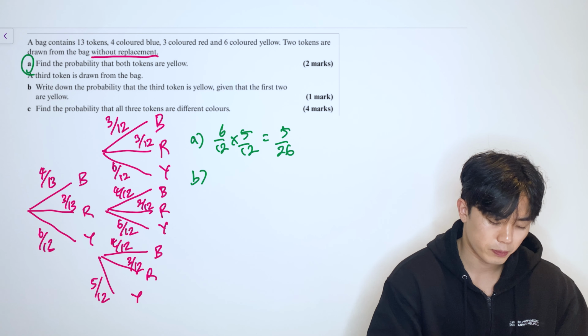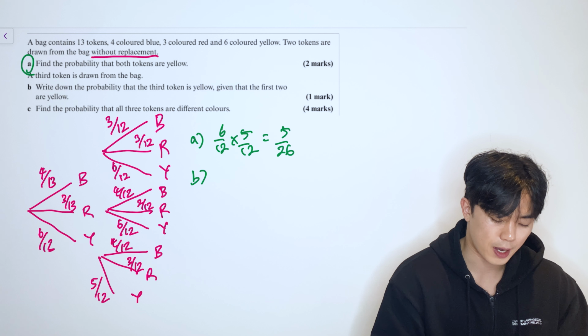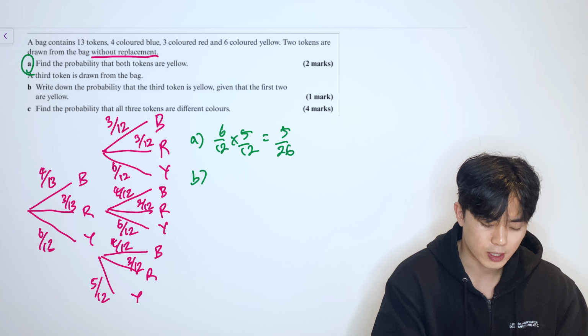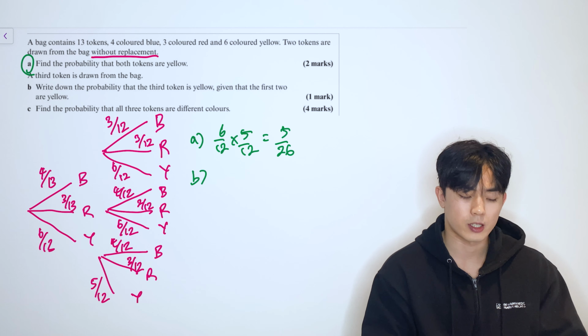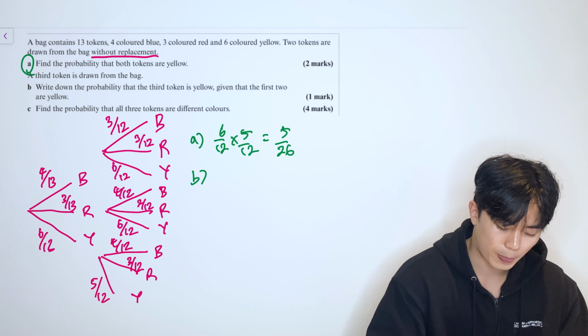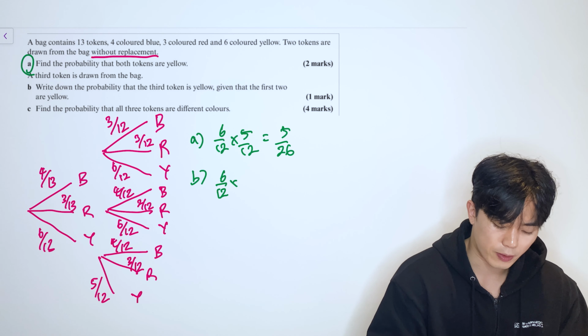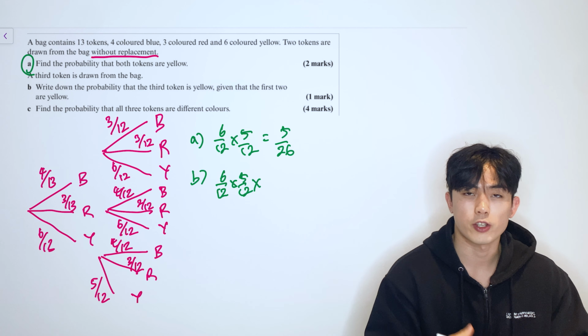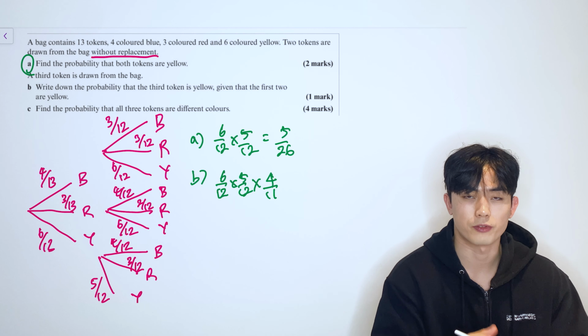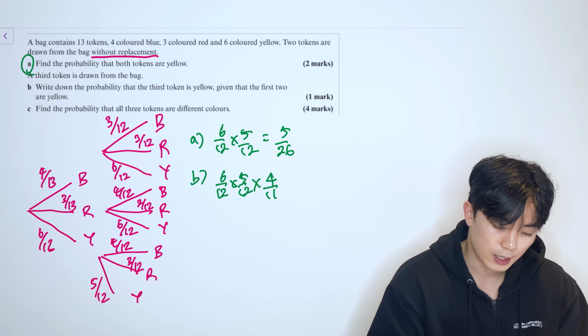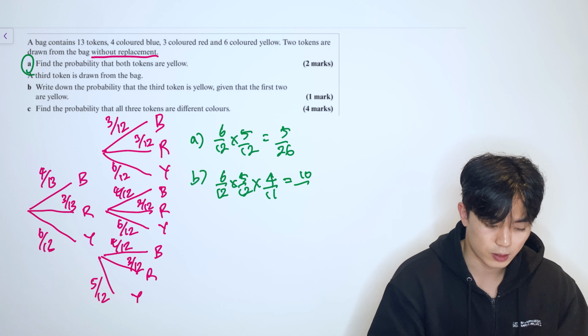Right, now part B. A third token is drawn from the bag. Write down the probability that the third token is yellow, given that the first 2 are yellow, right? So that's going to be yellow, yellow, yellow. So we need to actually do another one. So it's going to be 6 over 12 times 5 over 12. Now, if I took another yellow out, right, that'd be 4 out of 11, like this. So that's going to be the probability of 3 yellows taken out. And this would give you 10 over 143.